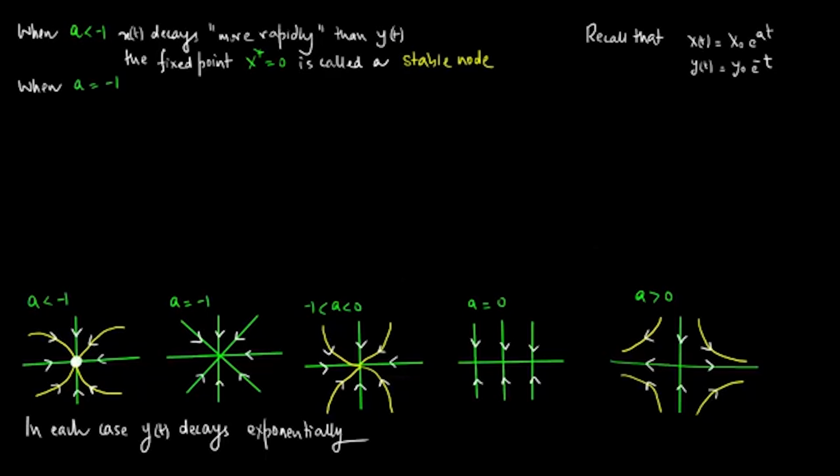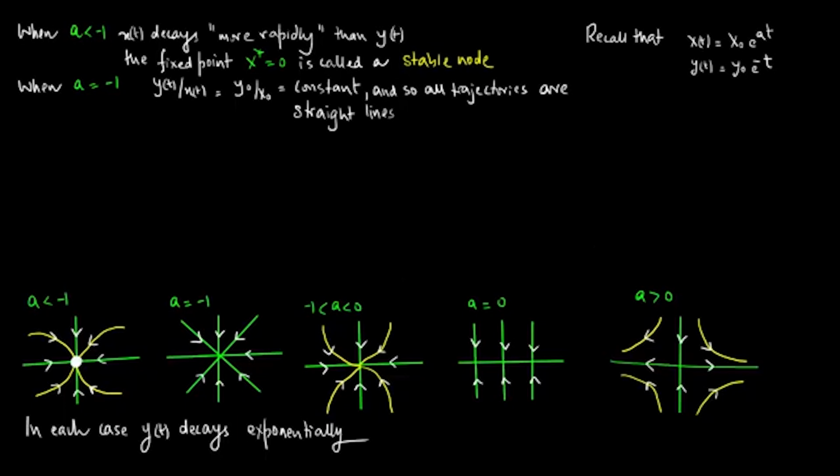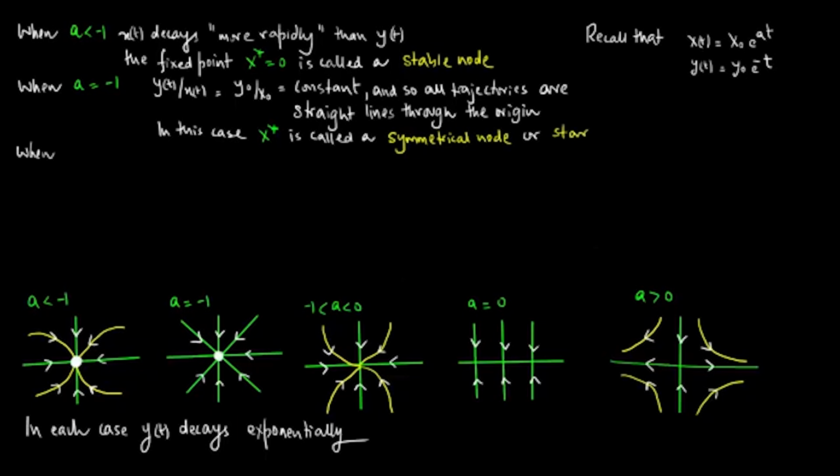When a is equal to minus 1, y of t divided by x of t is equal to y naught divided by x naught, which is a constant, and so all the trajectories are straight lines through the origin. In this case, x star is called a symmetrical node or a star. When a is less than 0 and greater than minus 1, we again have a stable node.